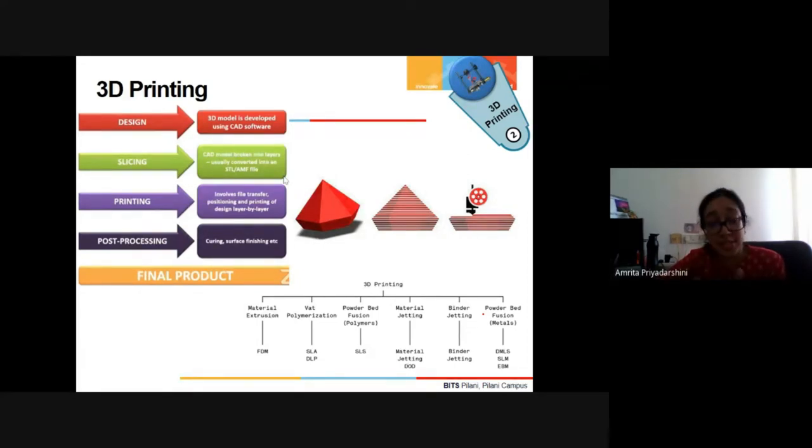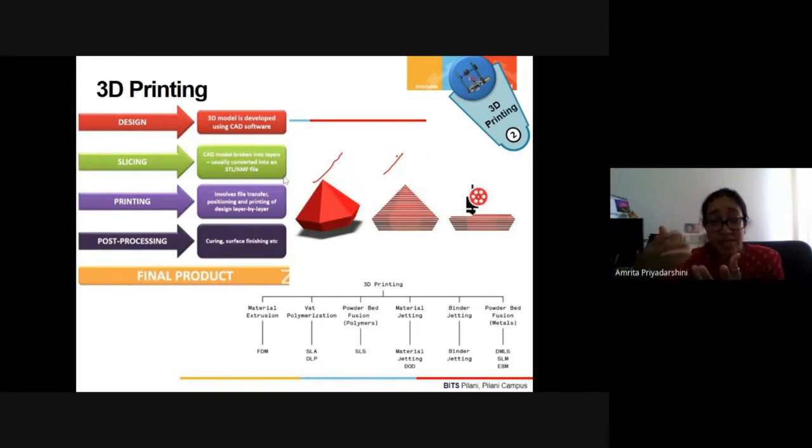First is design, where your 3D model is developed using CAD software. Then, because it is a process where the deposition of material happens in layers, the next important step is slicing. Once you generate the 3D model using the CAD software, the entire model has to be sliced in layers. Now these layers can vary from, let's say, 0.05 mm to 0.5 mm.